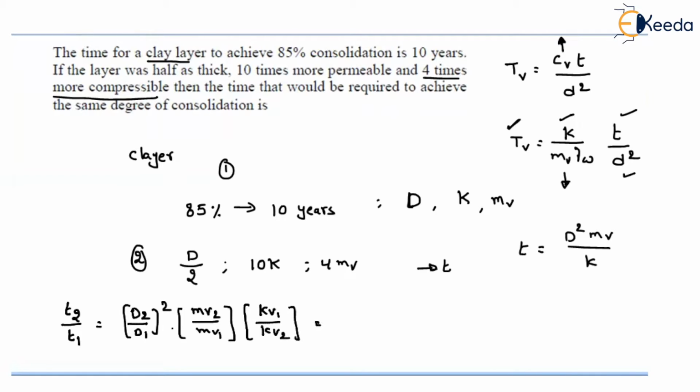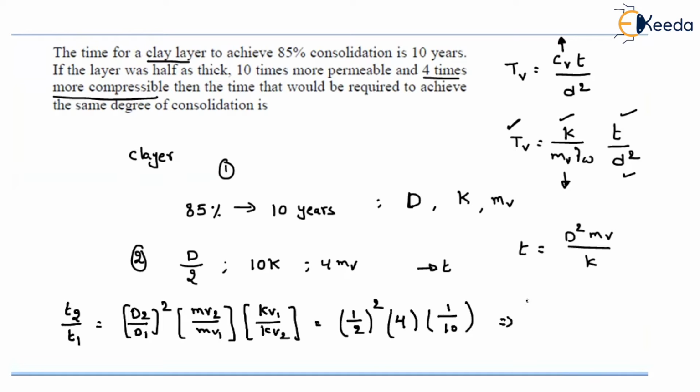That will be equal to, what about D2? D by 2. D1 is D, so D and D get cancelled. You will get 1 by 2 whole square into, what about MV2? 4 times MV divided by MV, so MV gets cancelled and we get 4. What about KV1? K. What about KV2? 10K. So here it will be 1 divided by 10 as K and K get cancelled. So 1 by 2 whole square is 1 by 4, and 4 gets cancelled, isn't it?